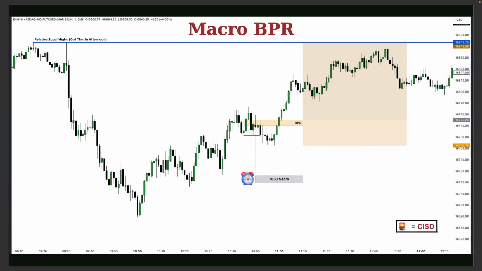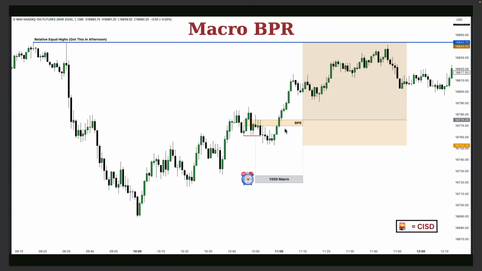Okay. And here we have our macro balance price range. So if I see a macro BPR, I prefer those and look at them as more significant than a macro inversion. I'll still utilize them with the same logic, but I like the macro BPR because we have buy side delivery, sell side delivery, then we reclaim it. That's a BPR, right? There should be no reason for price to go back down there.